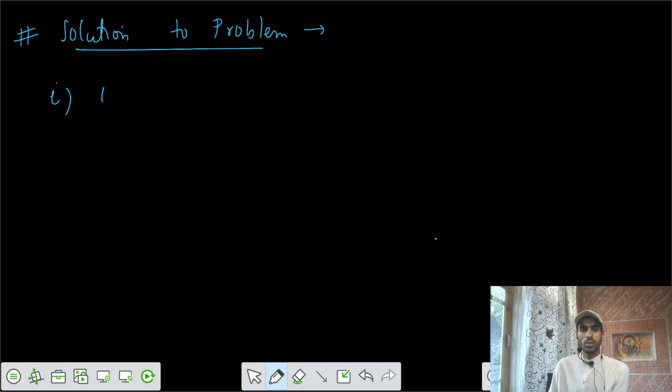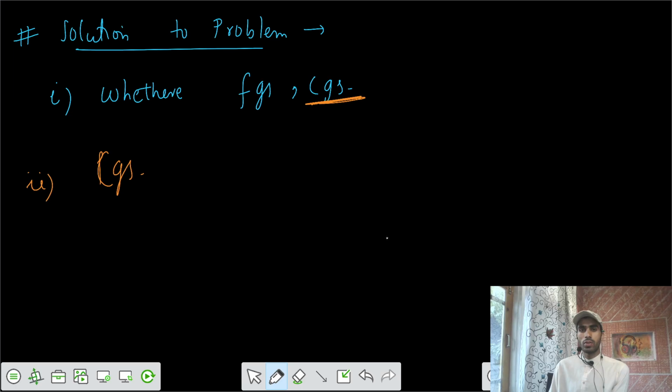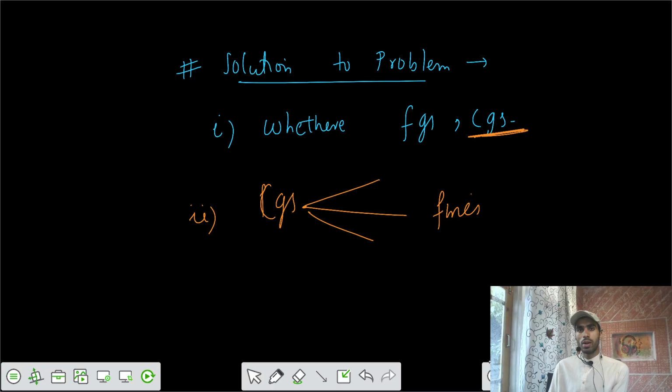First point is whether the soil is fine grain soil or whether the soil is coarse grain soil. So first condition is there. Once we check that your soil is coarse grain soil, the second step is there. If we got the answer that it is CGS, then we need to check what is the percentage fineness. Based on that there is a second part, and after that we know what to do. So this is the solution to any general problem we can have.